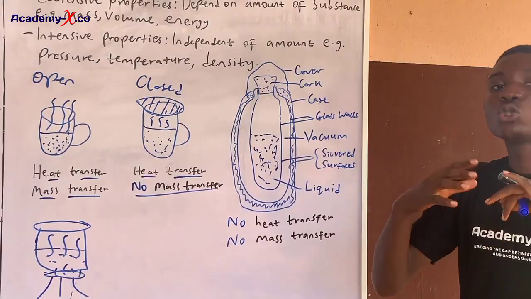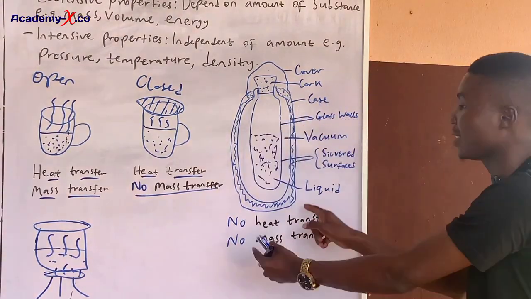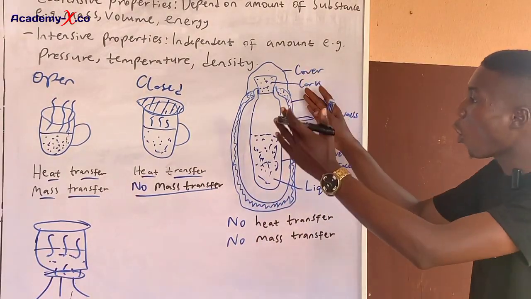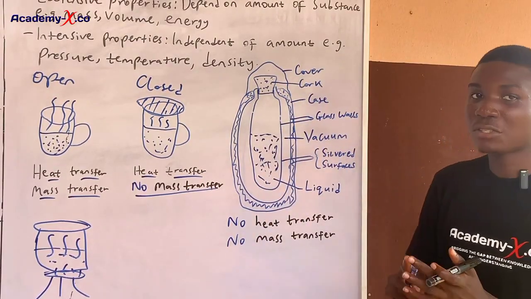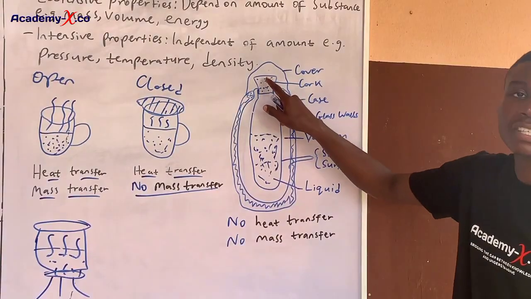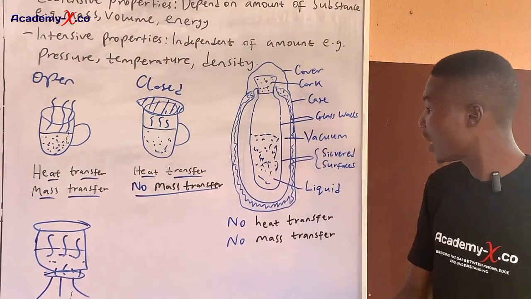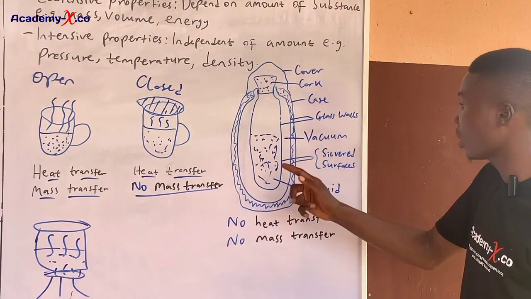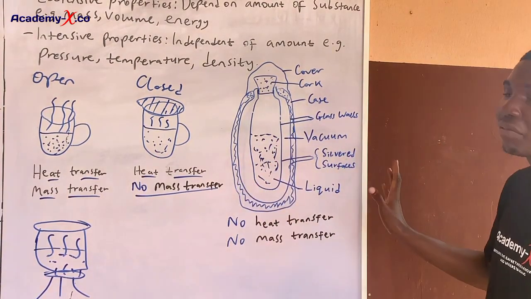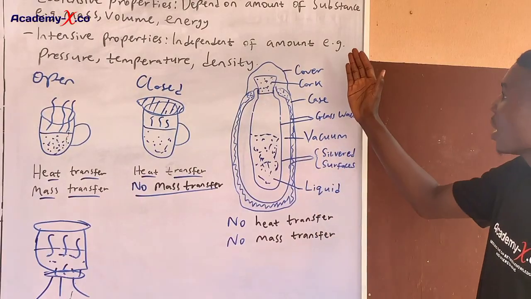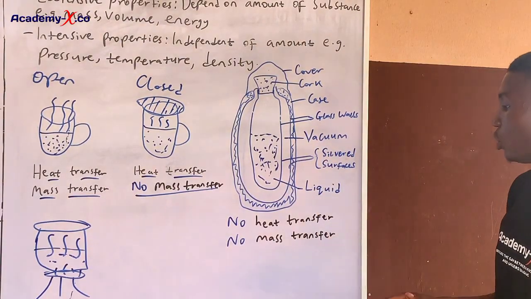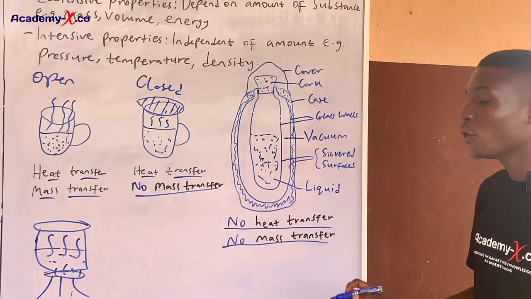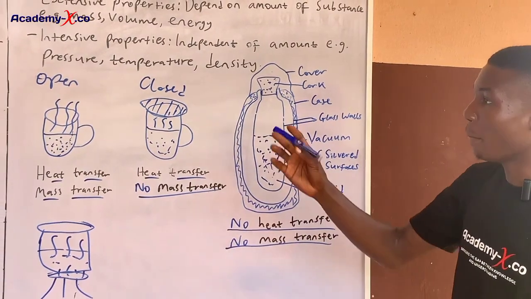And just to show that it is still not enough, there's also a casing. So what we have here is the external casing. All of these processes are to ensure that no matter is transferred because of the presence of the cork, and no energy is transferred because you have a vacuum, you have a silver surface, and then you now have a case to ensure that whatever is inside remains inside and whatever is outside remains outside. So this is a perfect thermos flask illustration where there's no exchange of energy, no heat transfer, and there's no exchange of matter, no mass transfer. So that's basically it about the types of systems.